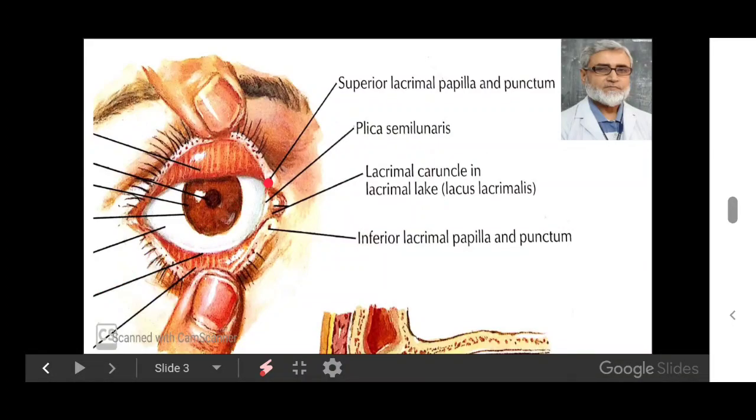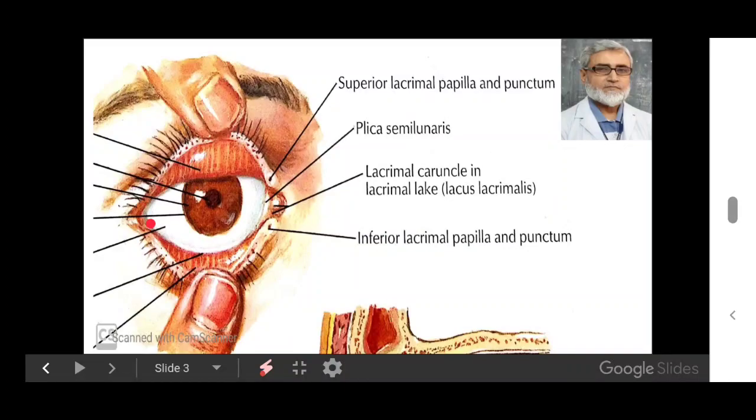Everted up is upper eyelid with eyelashes and inner surface of the upper eyelid. You can see here inner surface of lower eyelid and different parts. And this is your medial canthus. This is medial canthus of eye, lateral canthus of eye, and different parts.